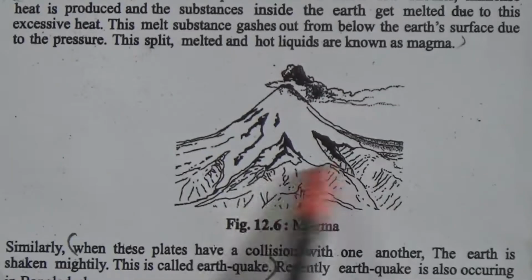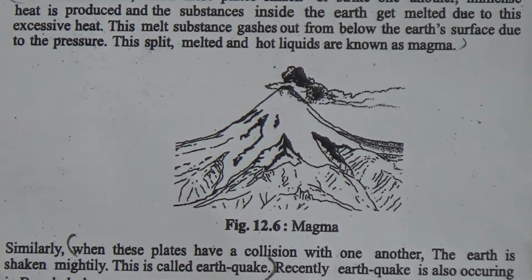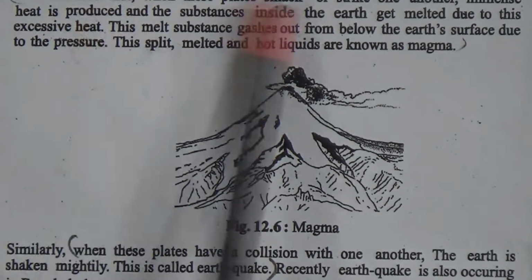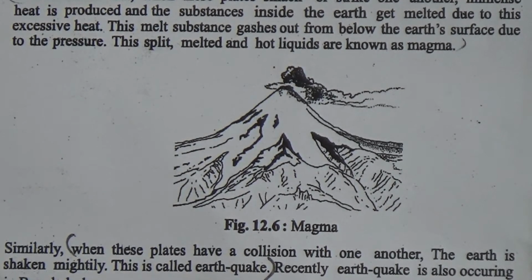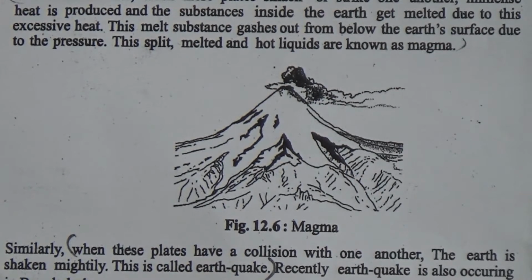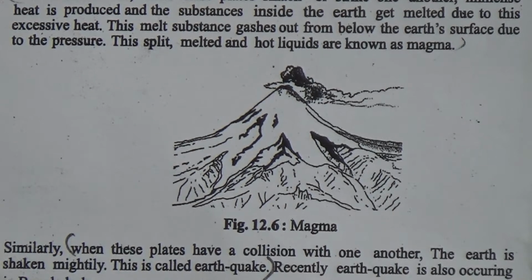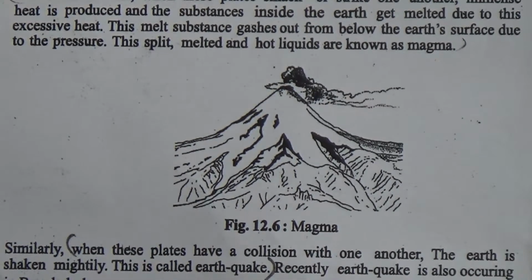There is the hill, and when these plates are moving and displaced, they create lots of heat inside the soil. Then the metal things inside the soil are melted and they blast out from the soil.